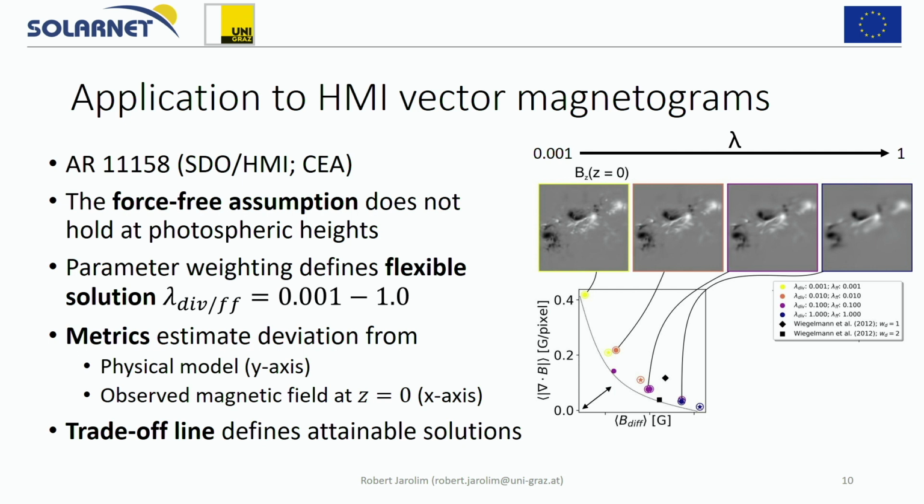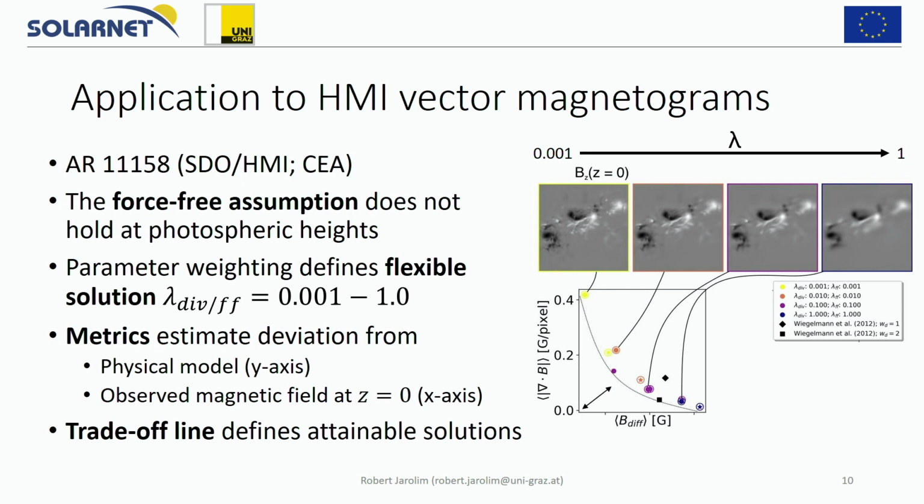For PINNs, we are quite flexible in that regard, and we can find a trade-off between the boundary condition and our physical model. And here we define this as a certain weighting parameter, which we call lambda, which basically emphasizes either the boundary condition or the physical model. And the effect that this has, you can see here on the right-hand side.